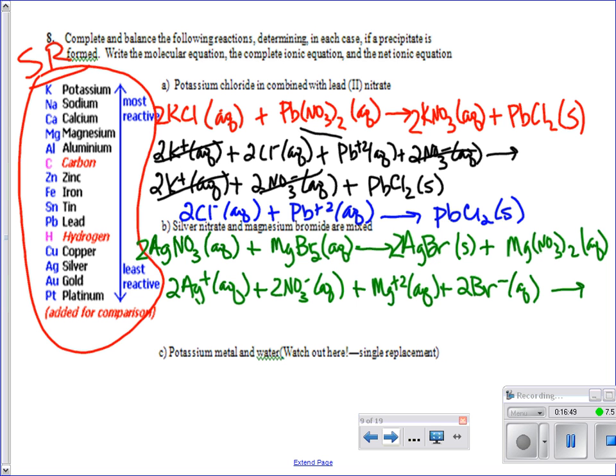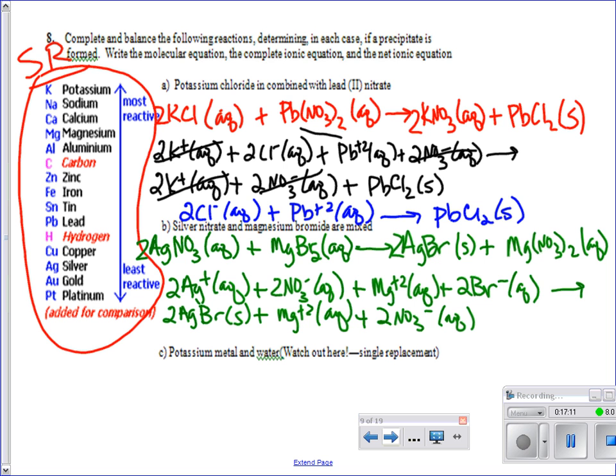You can do it all. I'm doing it for room purposes. I don't have room to write the whole line up here, so I'm going to do 2 separate lines. Feel free to stay on one line on your paper. That's a solid. And then Mg plus 2 aqueous plus 2 nitrate aqueous.